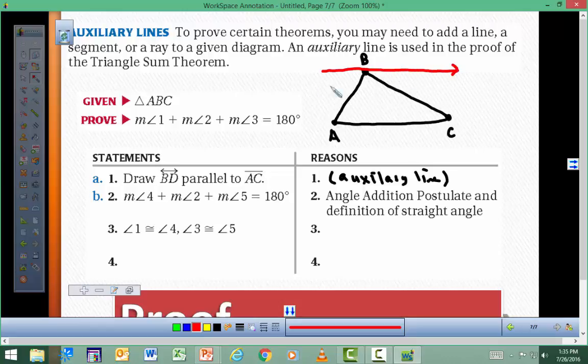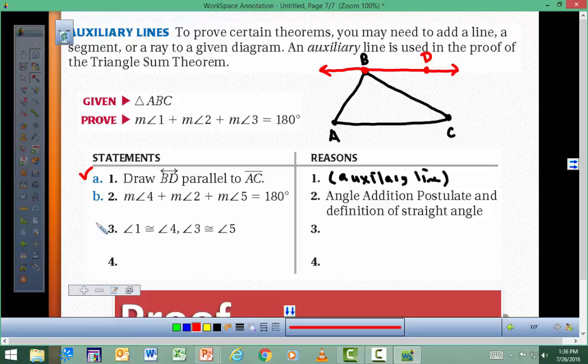Okay, we're allowed to do that because there's that theorem that says through a point not on the given line there's exactly one parallel line. So this is our parallel line BD. So that's that part. This is our auxiliary line.